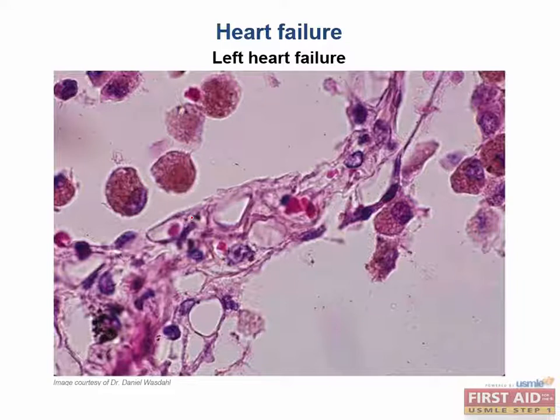Eventually, blood can also leak across the pulmonary vessels directly into the alveoli. This is the alveoli here. Now, alveolar macrophages will start to consume red blood cells. The alveolar macrophages take the hemoglobin and break it down.